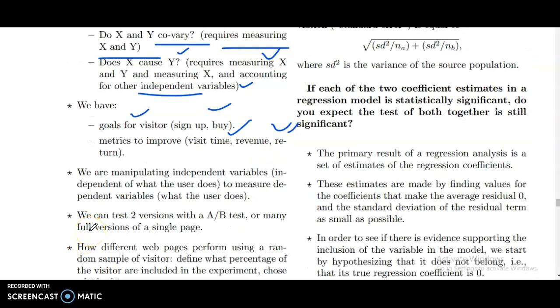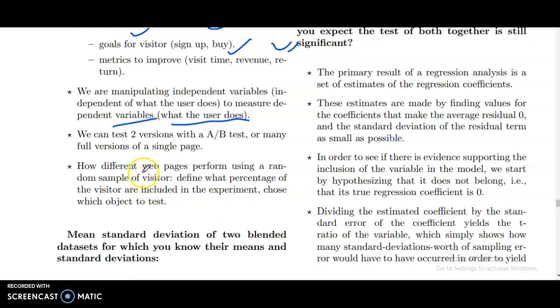We are manipulating independent variables independent of what the user does, to measure dependent variables, which is what the user does. We can test two versions with an A/B test, an A by B test, or many full versions of a single page.